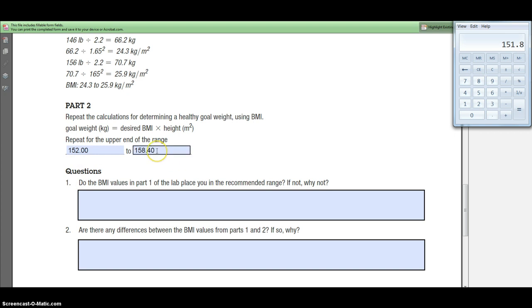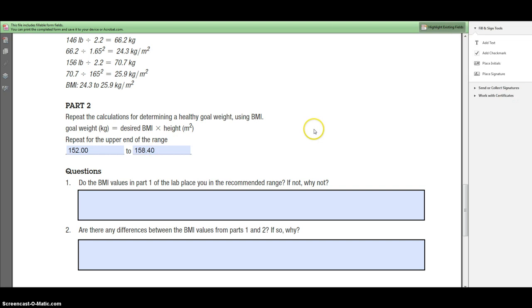Now I'll do the exact same process for the upper end range. Again, for me, I selected 24. Take that times my height in meters squared, which was 3. I end up with 72. Again, I'm going to convert mine back into pounds, so I'll take that times 2.2, and I end up with the 158.